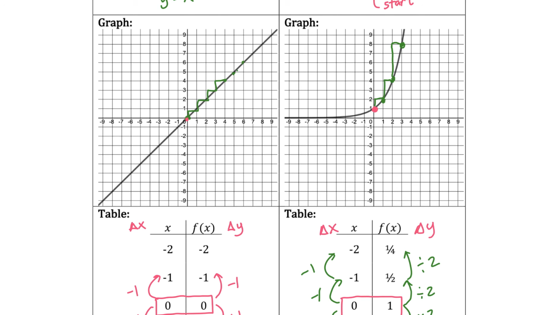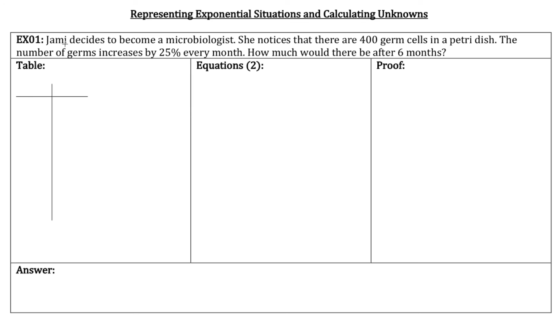All right, so next page. In this first example, Jami decides to become a microbiologist. She notices that there are 400 germ cells in a petri dish. The number of germs increases by 25% each month. How many germs would there be after 6 months?